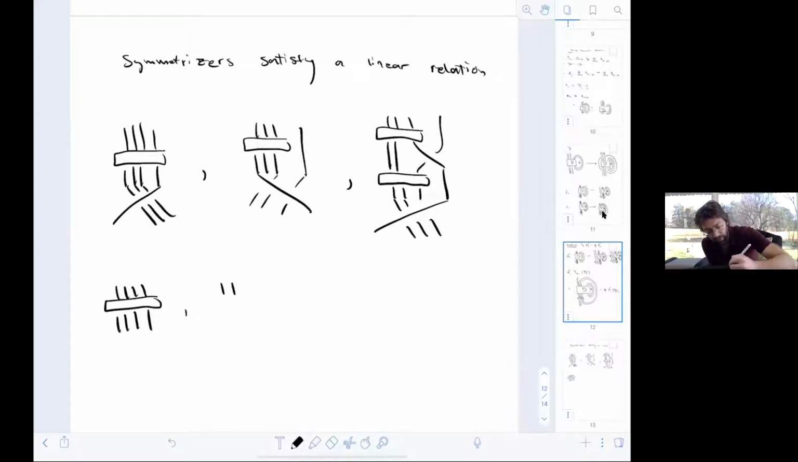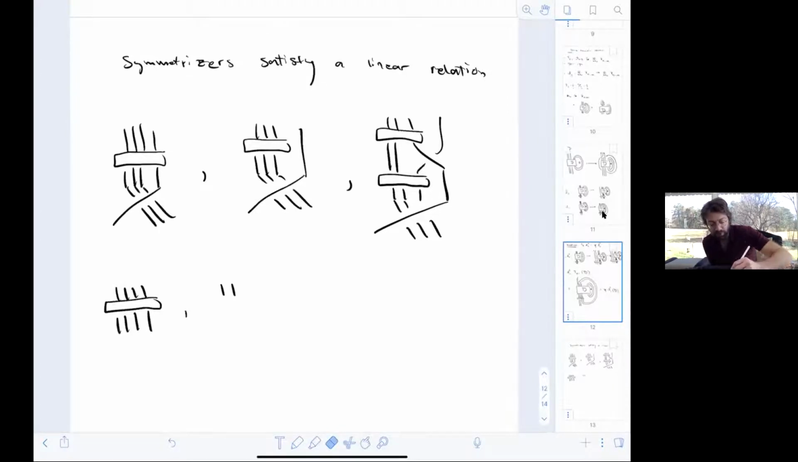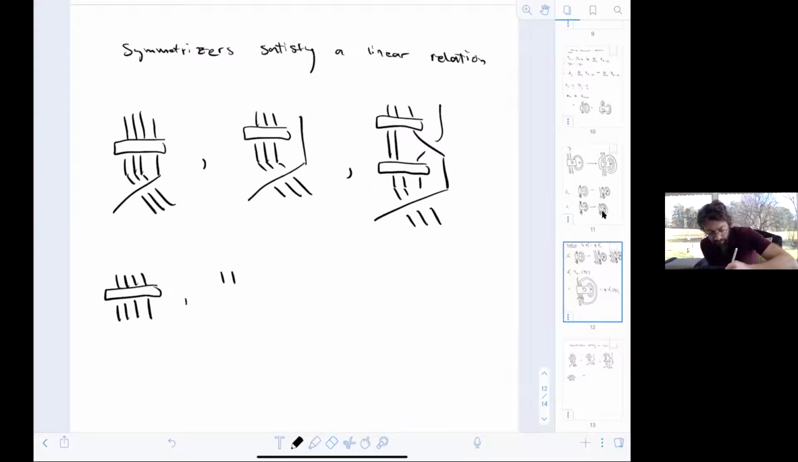Sorry, is that middle long cycle supposed to be going the other way? Sorry, yeah. Yes, thank you. Actually, I think I did want that one to be going. What am I doing? So this is fine. Yeah, so there's a linear relation between these three elements.